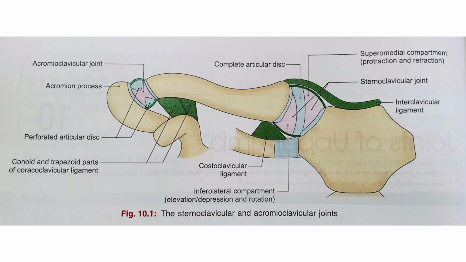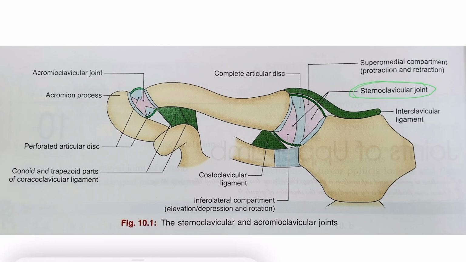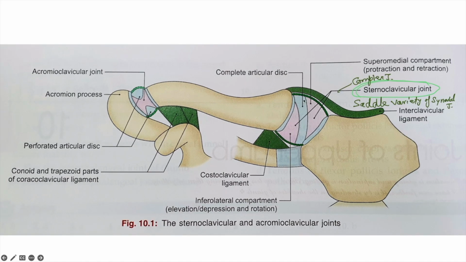Medially you have this joint called sternoclavicular joint. The sternoclavicular joint is what variety of joint? This is a saddle variety of synovial joint, as well as a complex joint. And because of the presence of this intra-articular disc, this joint space has been divided into two compartments. Here you're seeing this compartment, the medial and superior, you can say supromedial compartment, towards the manubrium.